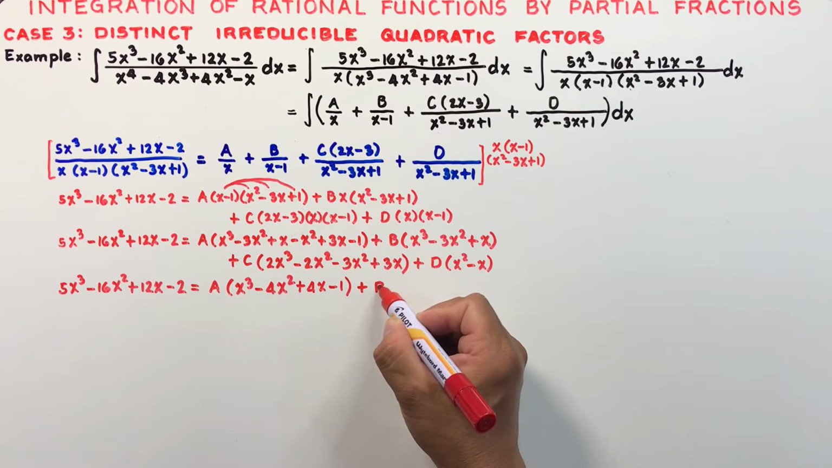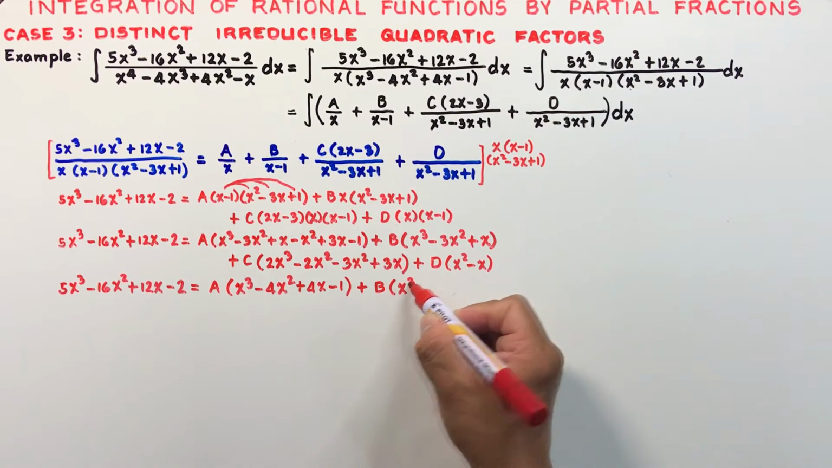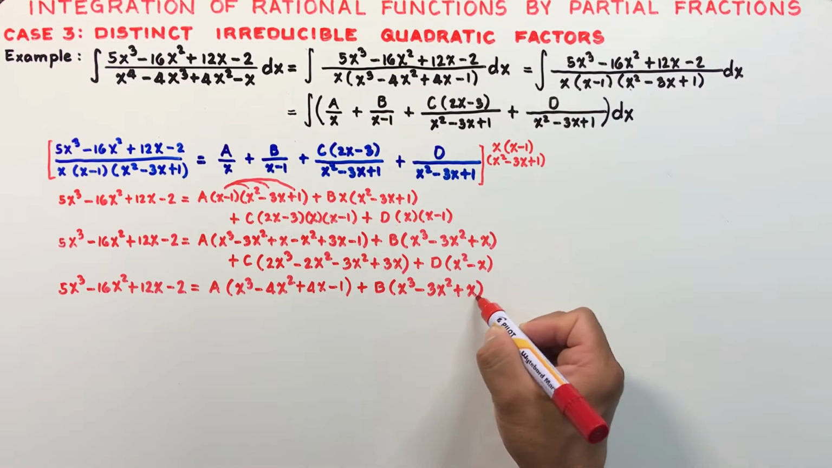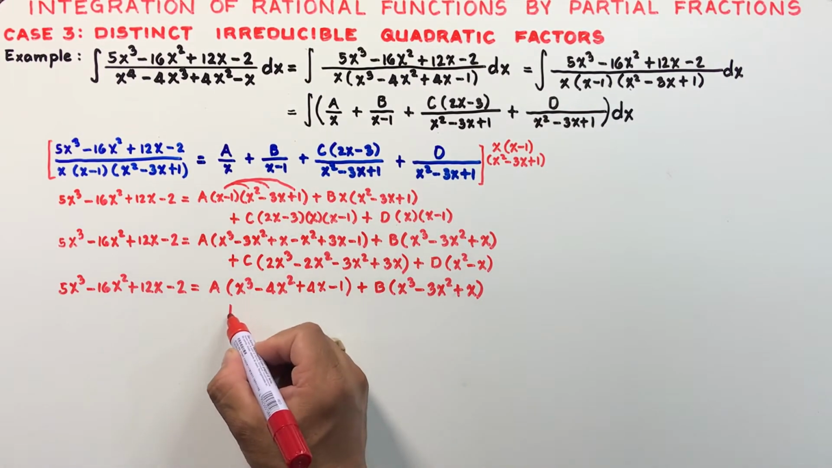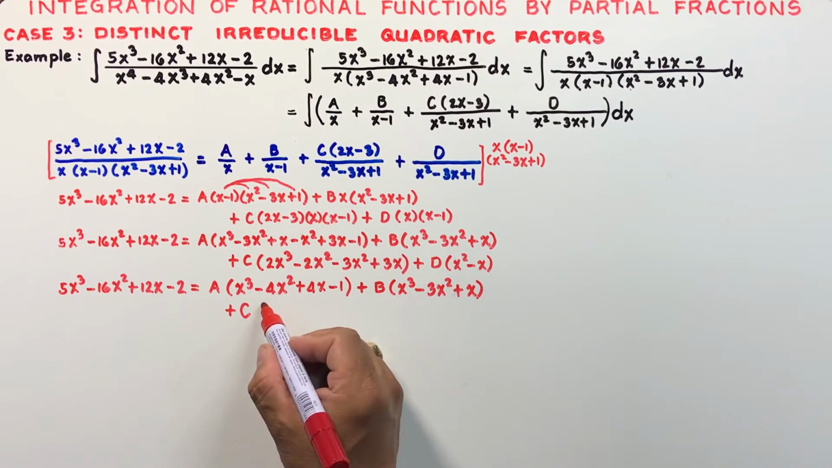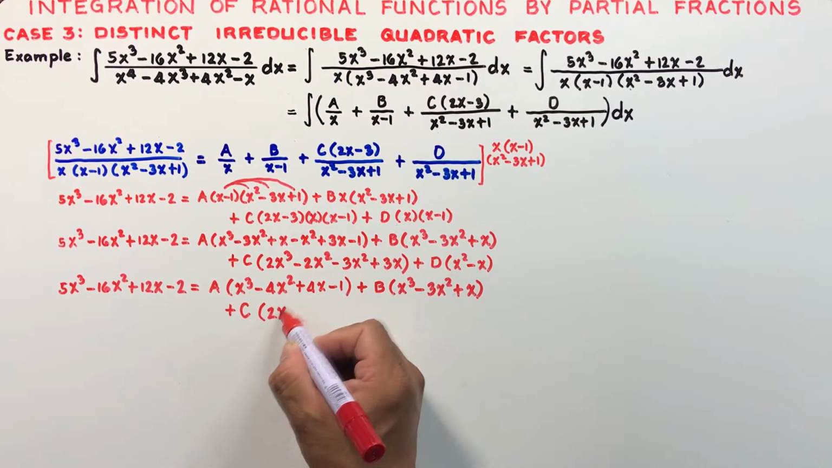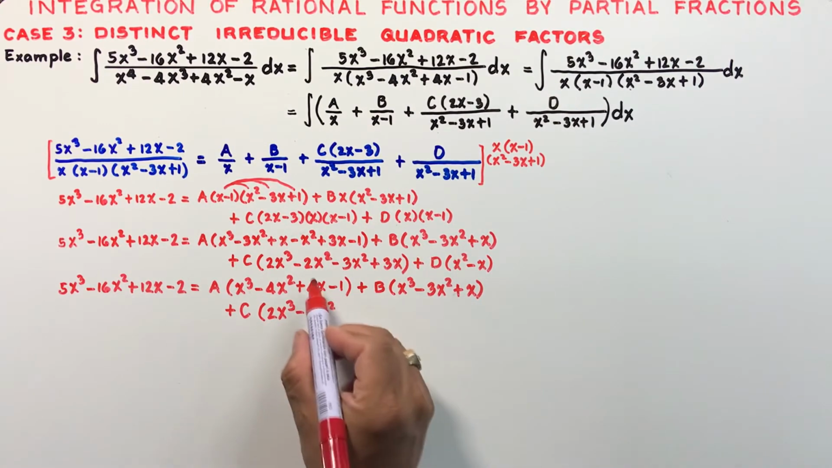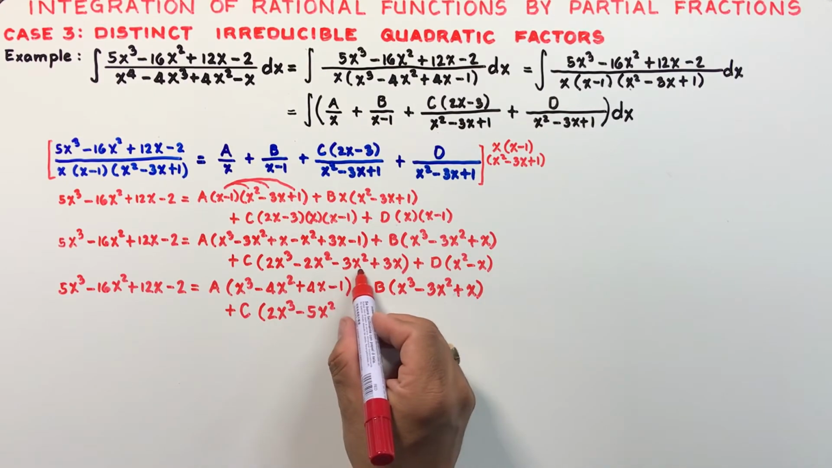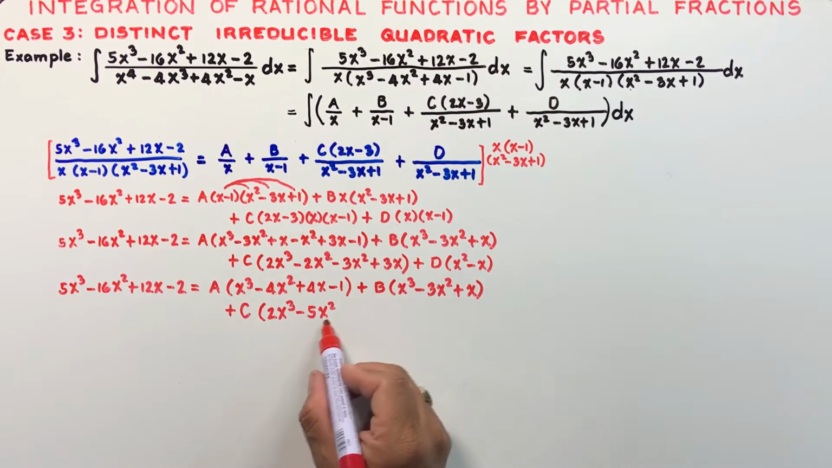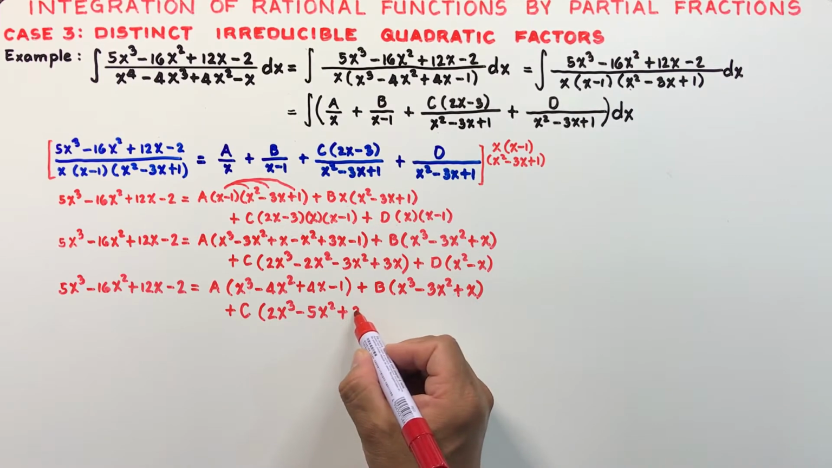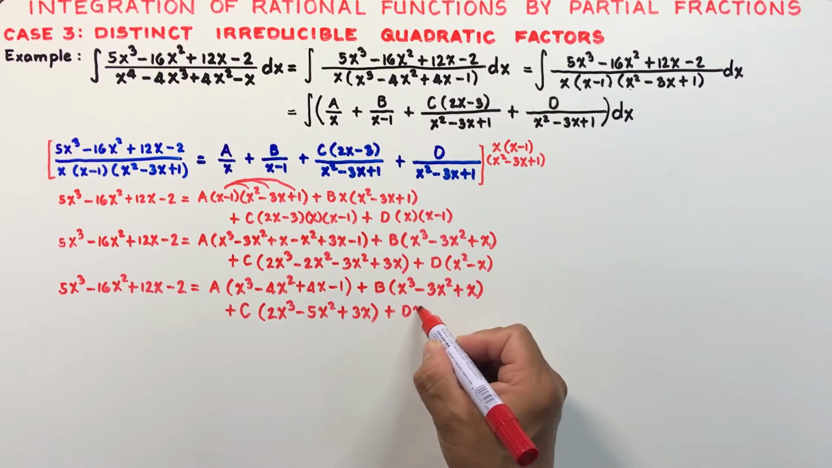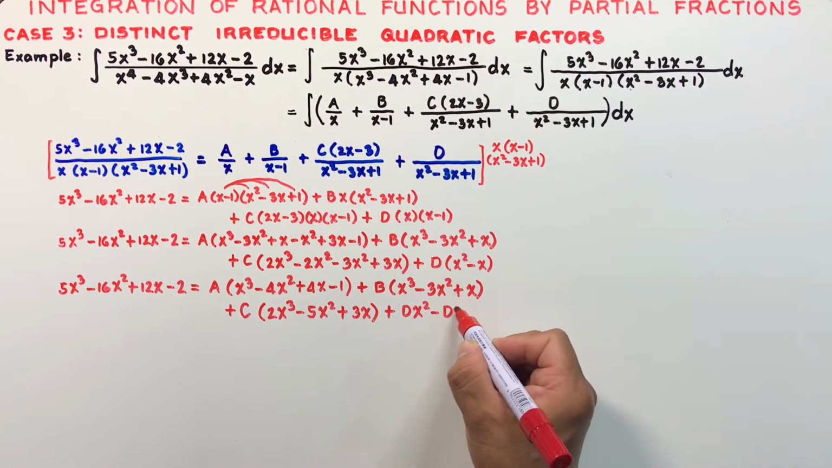Plus b times x cubed minus 3x squared plus x here. And of course, this will be added to c times 2x cubed minus 5x squared, because the negative 2x squared plus the negative 3x squared is negative 5x squared, and plus 3x plus dx squared minus dx.